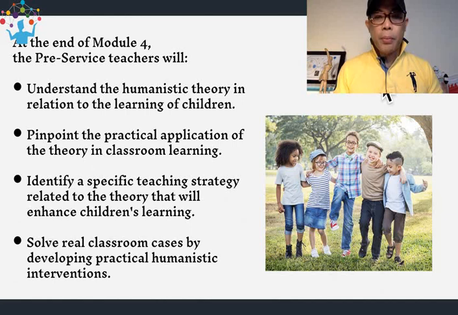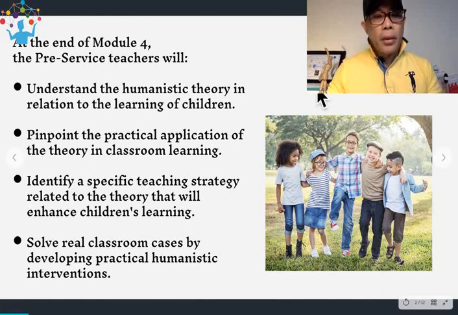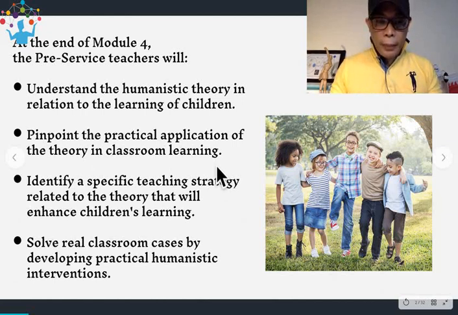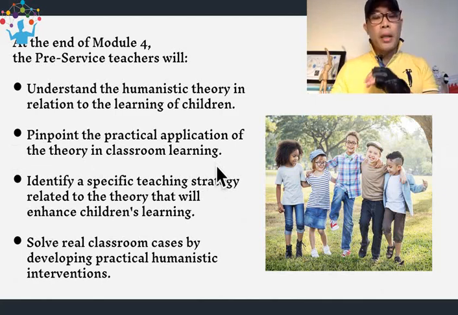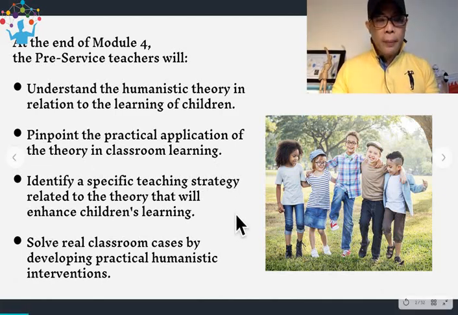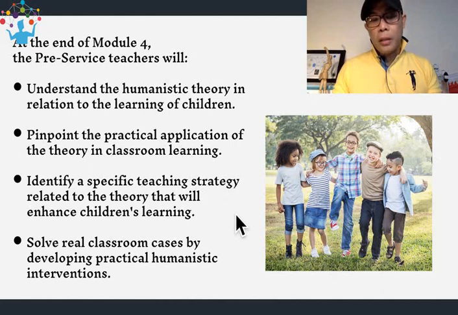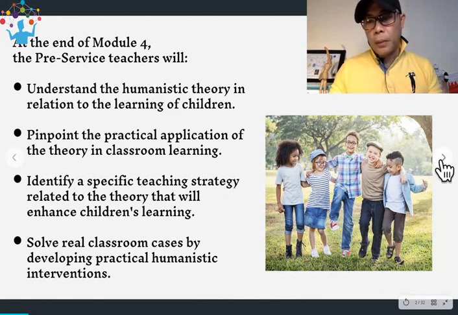The next one is to pinpoint the practical application of the theory in classroom learning. And the third is to identify a specific strategy related to theory that will enhance children's learning. And the fourth, and the last one, is to solve real classroom cases by developing practical humanistic interventions. All right.